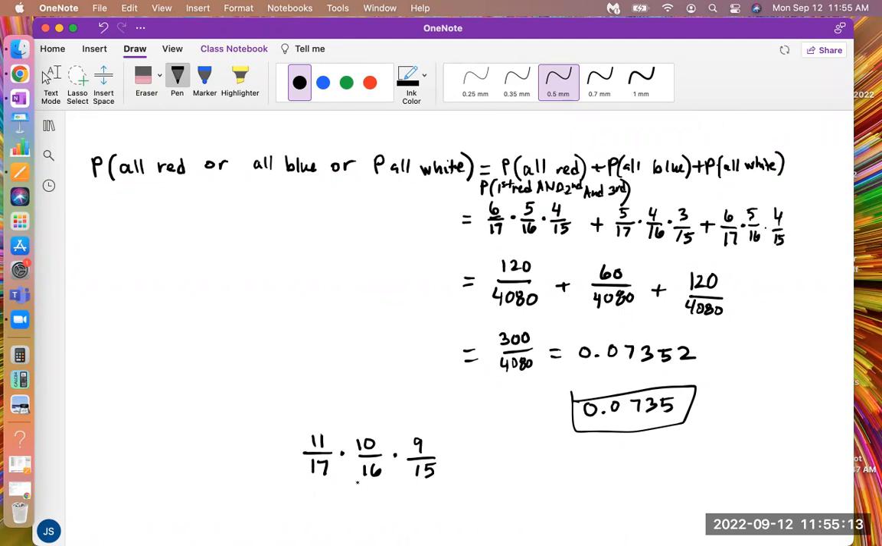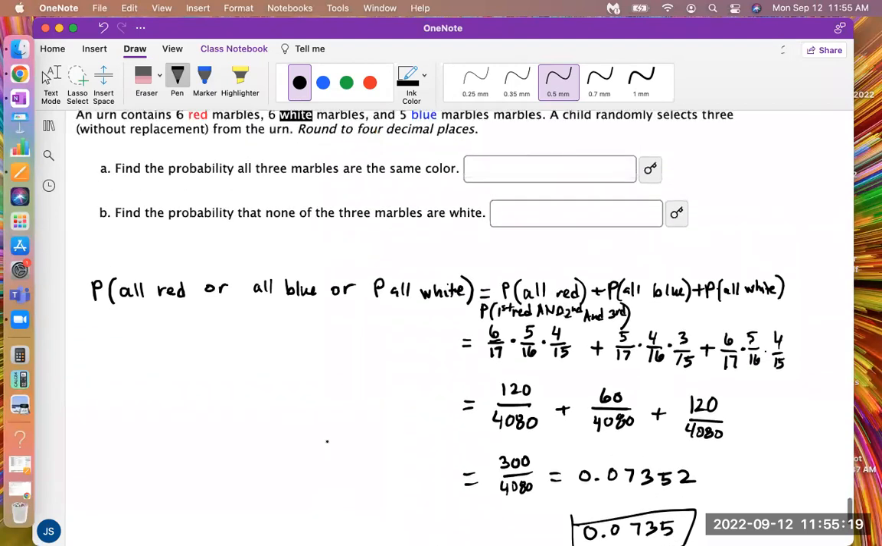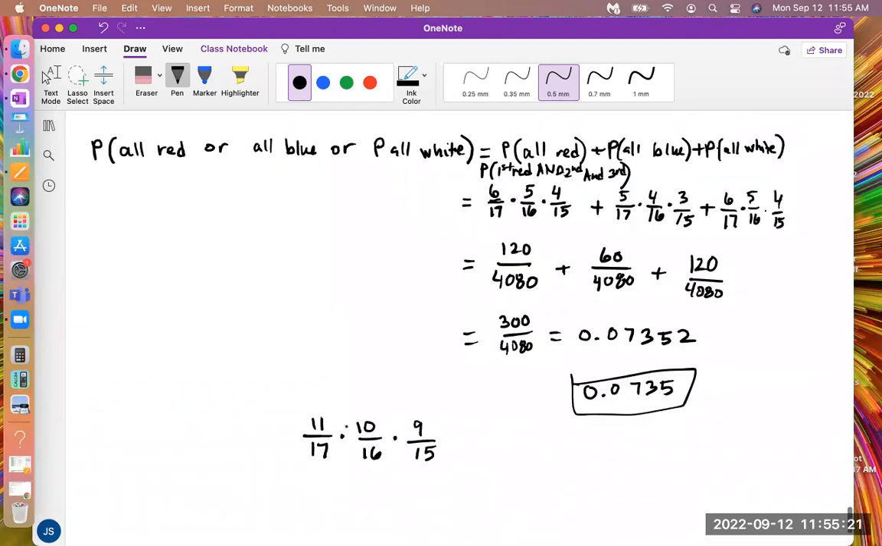Because they're taking the marbles out. It's without replacement. If none are white, then you picked one of the 11 that was red or blue. But now there's only 10 red or blue left. And then you have to pick the second one that is not white, red or blue. Then there's only 9 red or blue left. And the overall total went down as well. So that's our answer here.